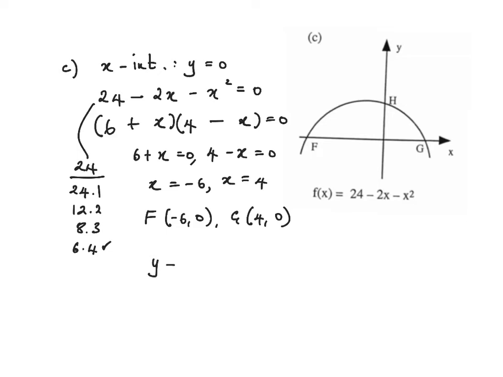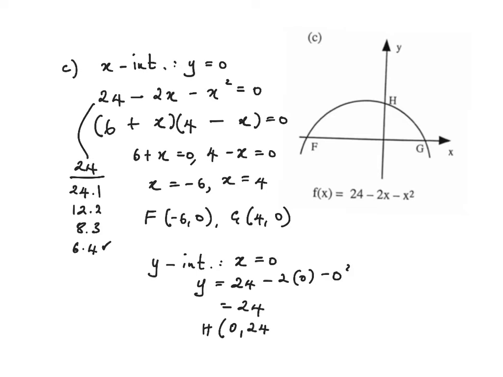The y-intercept occurs when x is 0, and y then equals 24 minus 2 times 0 minus 0 squared, that's 24. So the point H has coordinates 0, 24.